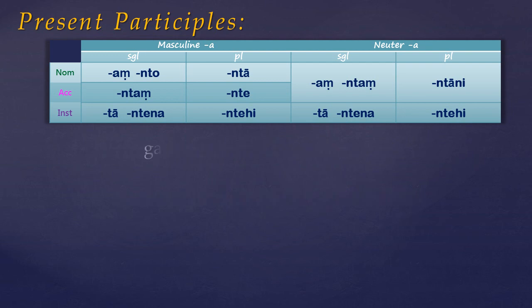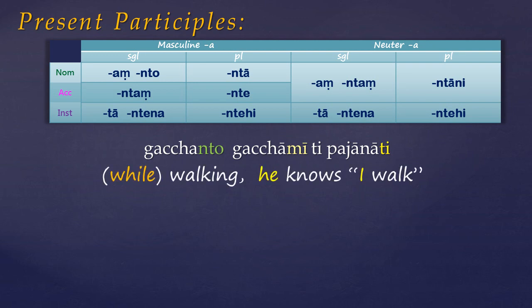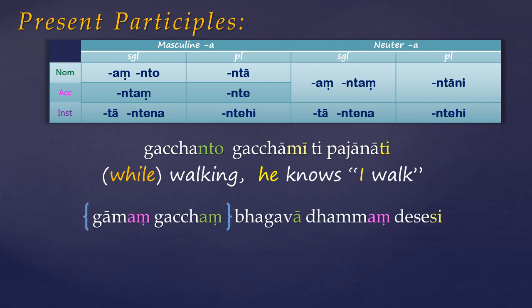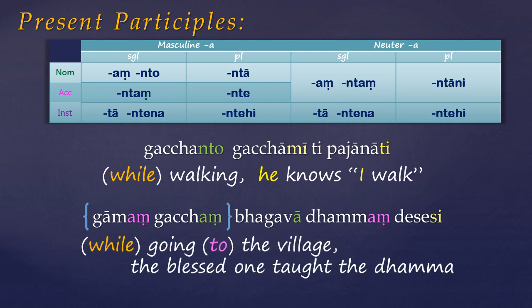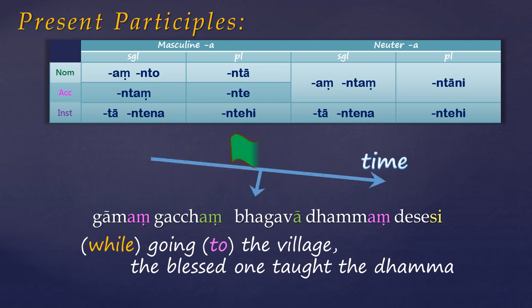But present participles can be used in a phrase or a clause to qualify a noun, in which case we can often insert the word while. Here the phrase gamang gachang means while going to the village, the Blessed One taught the Dharma. So in this way we can use present participles to describe when two or more events are taking place simultaneously, with the present participle phrase often adding some context to the main action which is expressed by the finite verb.